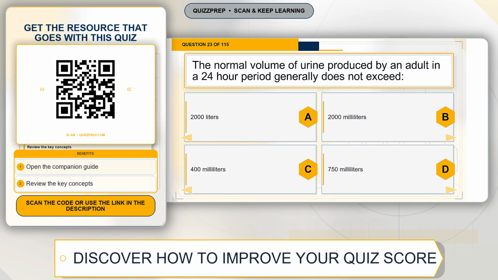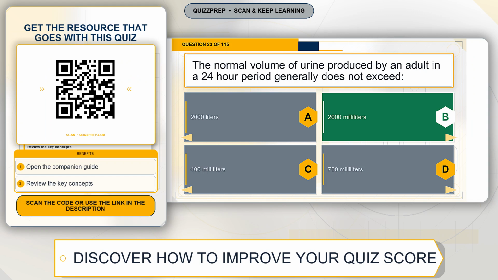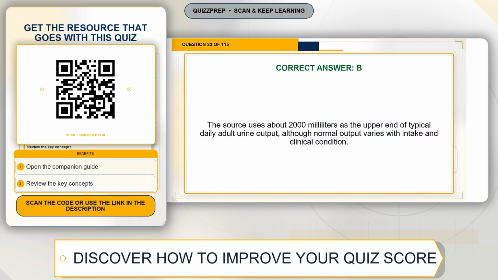Question 23. The normal volume of urine produced by an adult in a 24-hour period generally does not exceed. Option A, 2,000 liters. Option B, 2,000 milliliters. Option C, 400 milliliters. Option D, 750 milliliters. The correct answer is option B, 2,000 milliliters. Explanation. The source uses about 2,000 milliliters as the upper end of typical daily adult urine output, although normal output varies with intake and clinical condition.